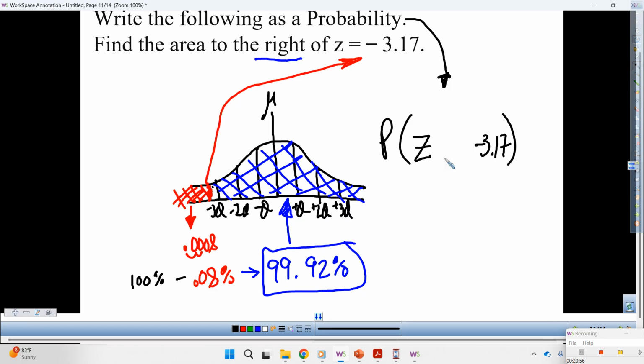What do I write there, Amelia? Z is what? Less than. Z is everything to the left. Greater than or equal to is everything to the right. Hands, have you got that?